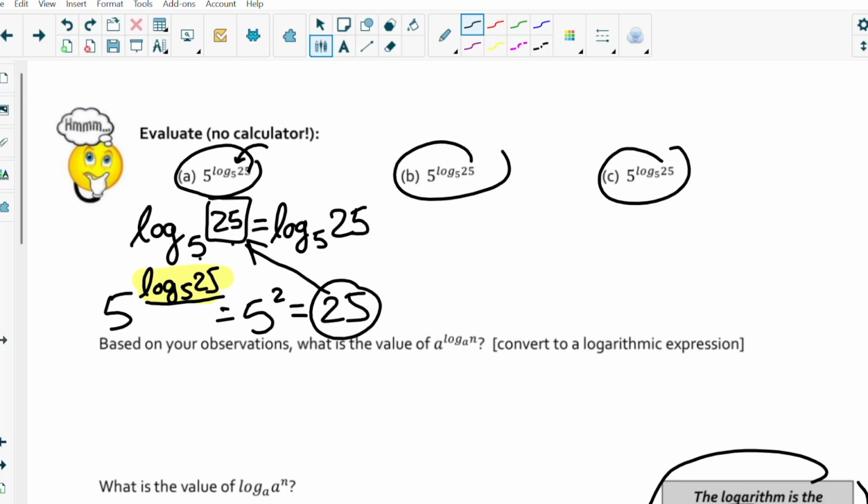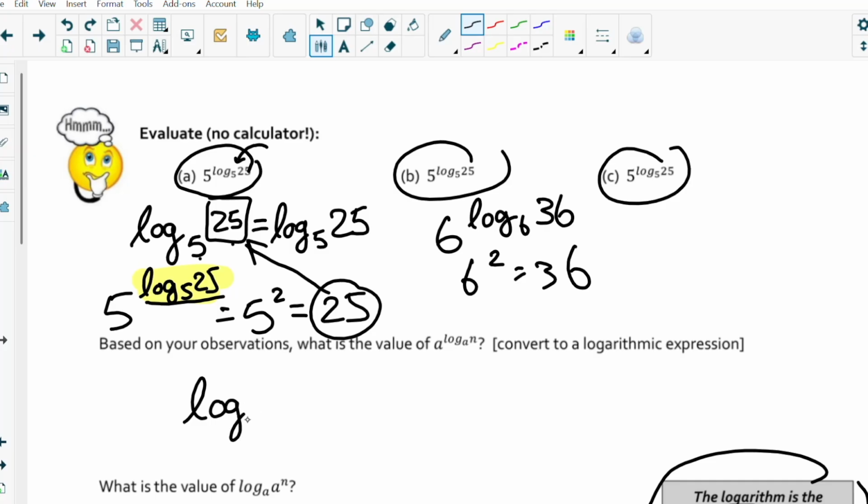What's an example I can show you on the fly here? I mean, you can do 6 to the log base 6 of 36. You can use the same type of argument. The thought process: well, 6 to the log base 6 of 36, that is 2, so that's 6 squared equals 36. Based on your observations, what is the value of a to the exponent log a of n?